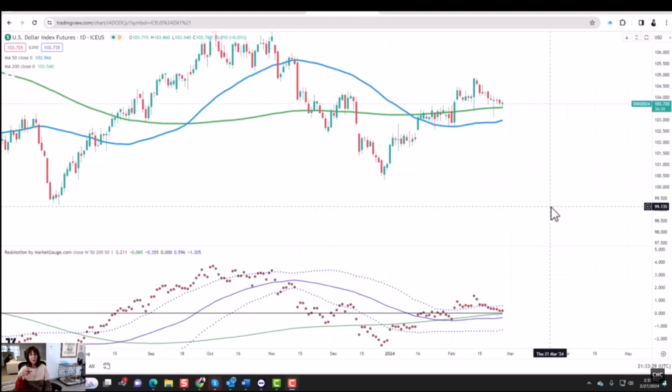Of course, PCE numbers coming out this week. Right now, it doesn't look like the market really cares very much about it. Of course, that can change.